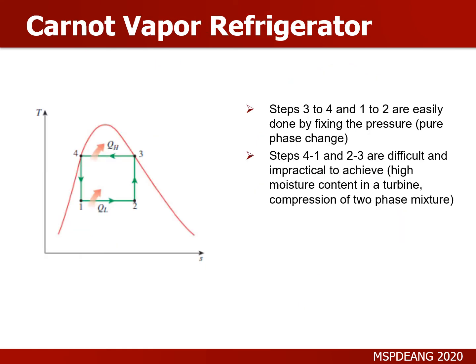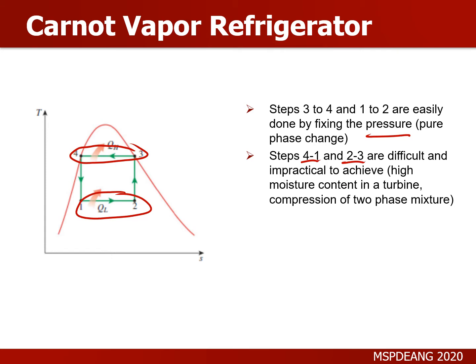So now if you want to operate your ref using a particular substance, it's easy to do state 3 to state 4, the change, 3 to 4, and 1 to 2, the changes, simply by fixing the pressure. So when you fix the pressure, and kung isothermal yan, purely magiging phase change lang. However, this Carnot cycle or the reverse Carnot ref is quite impractical, because of steps 4 to 1 and 2 to 3.